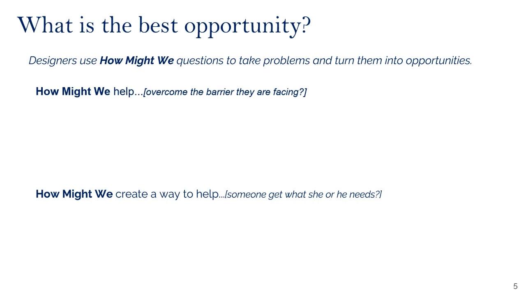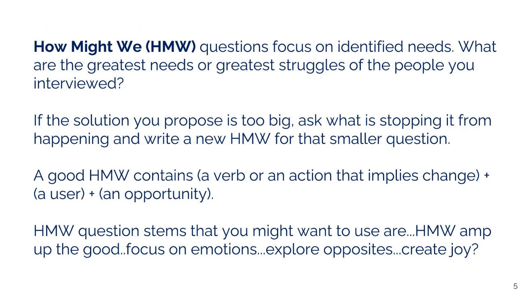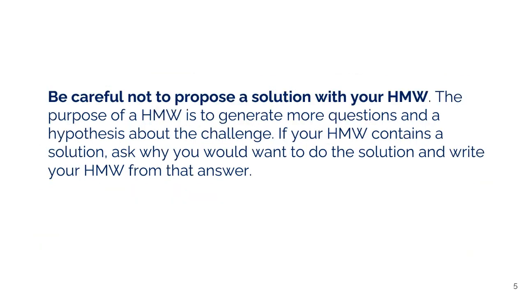There are how might we questions that take the form of, how might we help someone overcome a barrier? Or, how might we help someone get something that he or she needs? How might we questions focus on identified needs. What are the greatest needs or struggles of the people that you interviewed about your challenge? If the solution you propose is too big, ask what's stopping it from happening and write a new how might we for a smaller question. And a good how might we, remember, contains a verb or an action that implies change. It contains a user and an opportunity. Some stems that you might want to use are, how might we amp up the good, or focus on emotions, or explore opposites, or create joy. Be careful not to propose a solution with your how might we question.